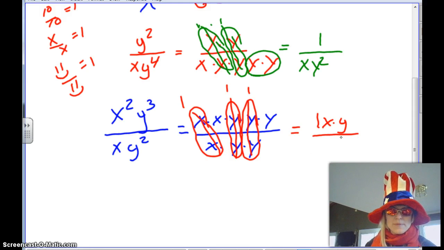Those all crossed off, right? So then I can just write this: 1 times anything is itself. So I can just write my answer as xy. Okay? So let's try one with a coefficient now.